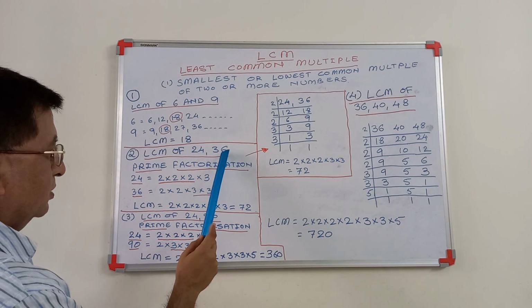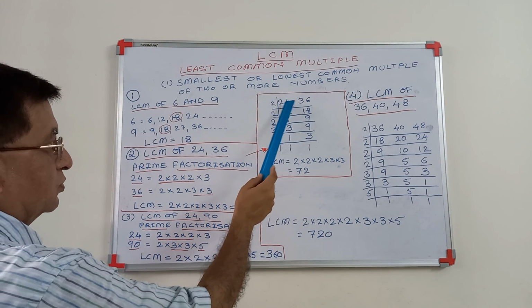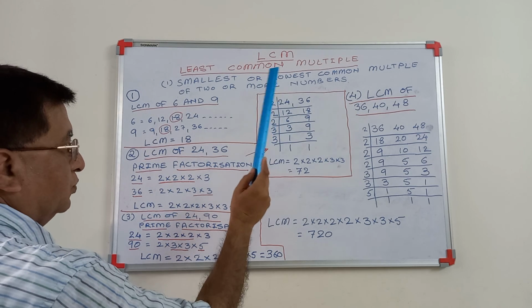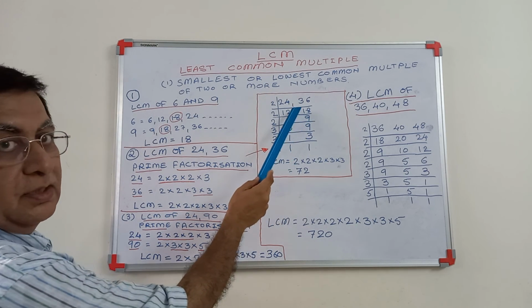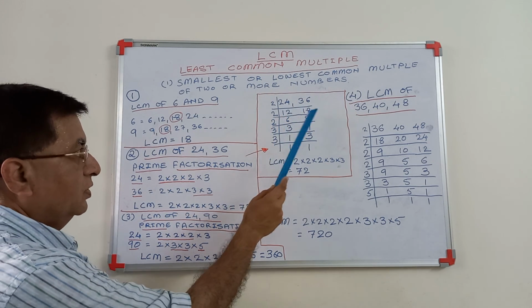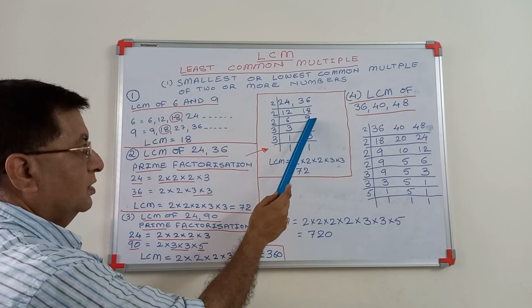Now another method is we do prime factorization this way. Same example, like 24 and 36. So for 24 and 36 we divide by 2. So we get 12 and 18. Again we divide this by 2, so we get 6 and 9.